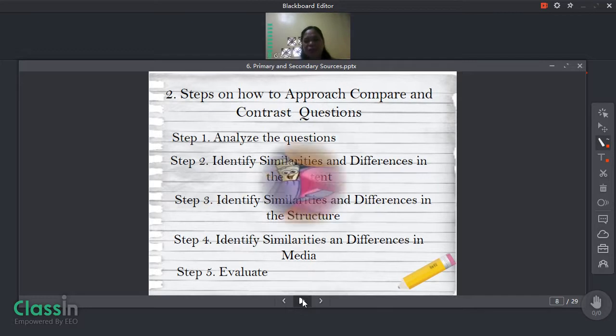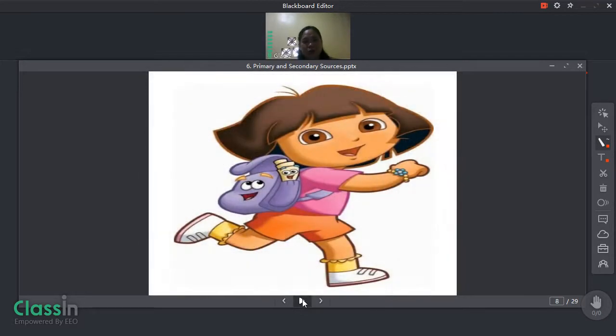Okay, do you know who she is? For sure, everybody is familiar with her. So yes, this is Dora, Dora the Explorer. She always carries her bag, and inside her bag is the map. Okay, this is the map.